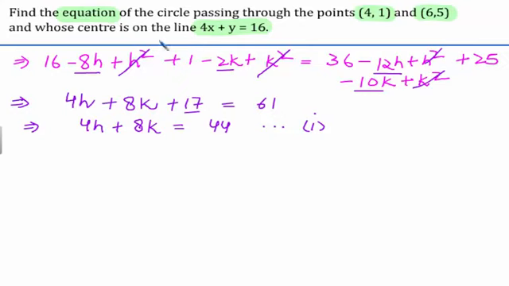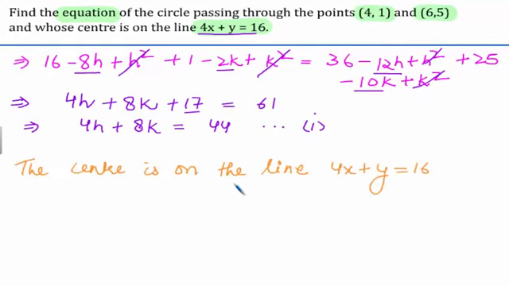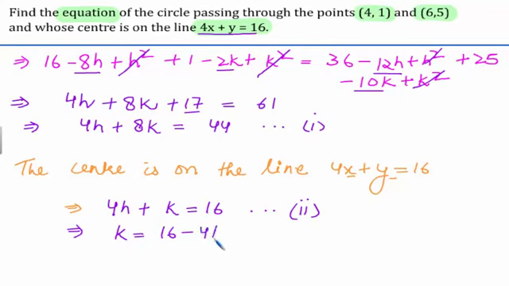Now we are also given that the center is on the line 4x plus y is equal to 16. Since the center is on the line 4x plus y is equal to 16, replacing x by h and y by k, since the coordinates of the center are h and k, this implies that 4h plus k is equal to 16. Let us denote this by equation number 2. This implies that k is equal to 16 minus 4h.